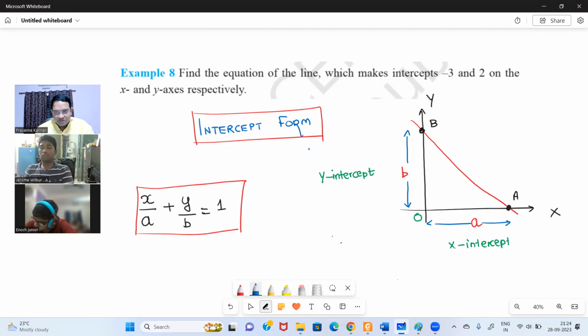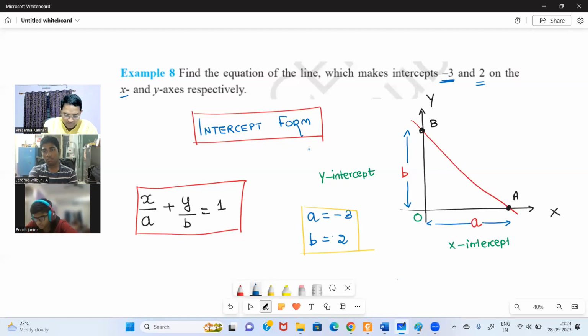So what is A in this question? What is the x-intercept now? Minus 3. So in this question, A is equal to minus 3. And what is B equal to? 2. So if I substitute those values here, I will get x divided by minus 3 plus y divided by 2 is equal to 1.